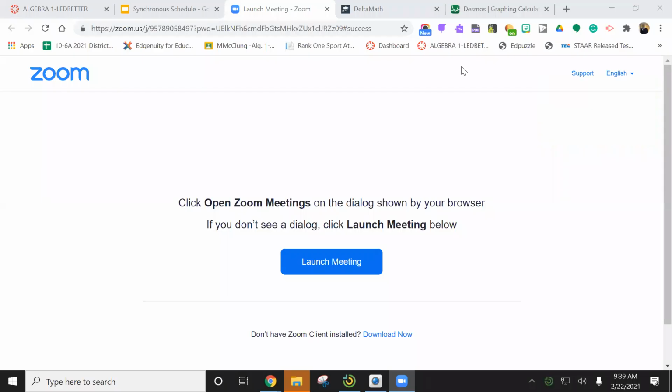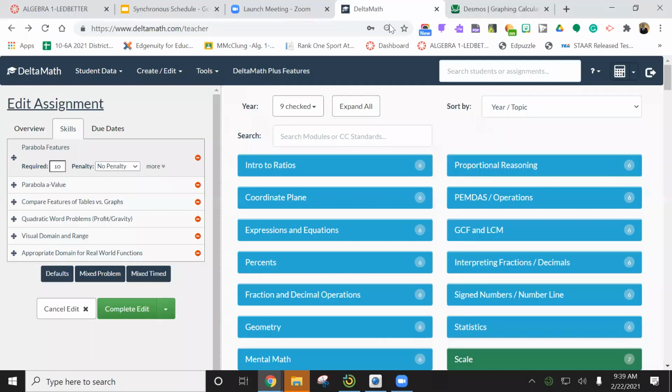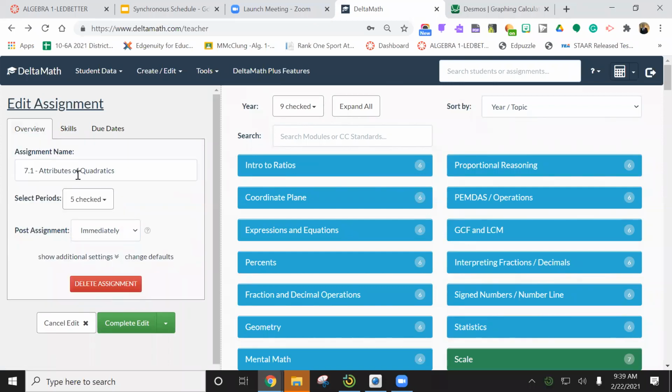All right, so I'm going to share my screen because that's how I have to do it. All right, so here we go. So we're actually going to go back to Delta Math. All right, so here we are. Remember, we're talking about the 7-point attributes of quadratic. This is what the test is on. All right, so I'm going to go to skills.